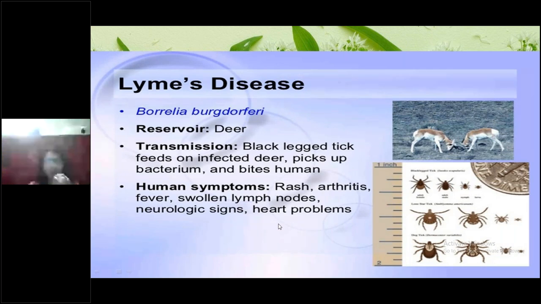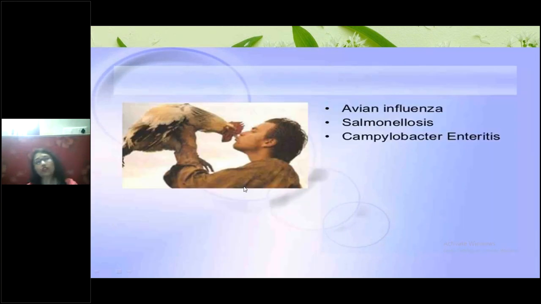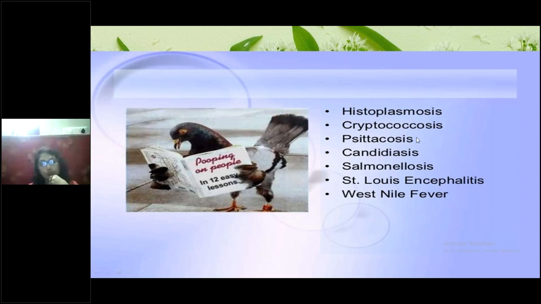So there can be different mycotic zoonoses also, like aspergillosis, blastomycosis, cryptococcosis, dermatophytosis, histoplasmosis, sporotrichosis. Many of them can be systemic diseases, and some of them are dermatophytosis. They can also be transmitted skin diseases. This can also be transmitted from animals. So you can remember, birds like poultry can be responsible for avian influenza, salmonellosis, campylobacter enteritis, and then the pigeons can be responsible for histoplasmosis, cryptococcosis, candidiasis, salmonellosis, St. Louis encephalitis, and West Nile fever.